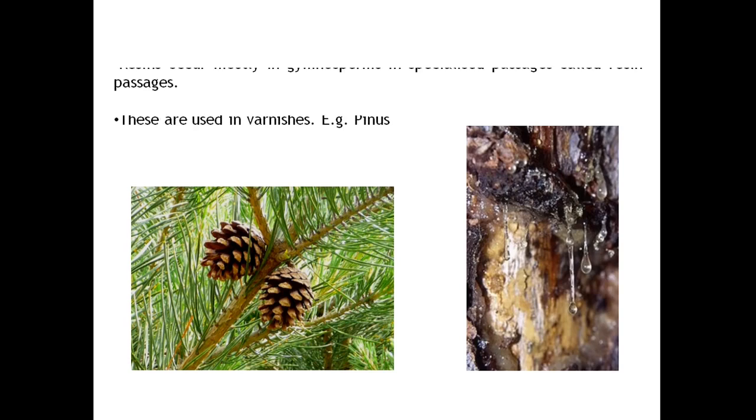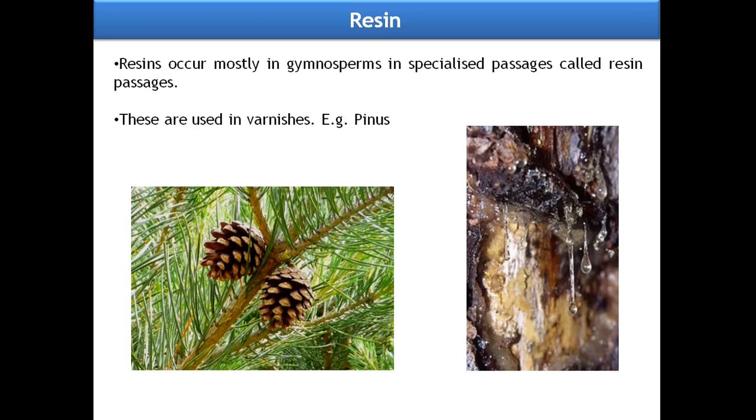Next secondary metabolite is resins. They occur mostly in gymnosperms in specialized passages called resin passages. Gymnosperms are the plants which do not bear flowers. Example, pinus, and these resins are used in varnishes. Varnish is a liquid coating material containing the resins that dries to a hard transparent film. It provides a protective coating for wooden surfaces, paintings and various decorative objects made of wood.